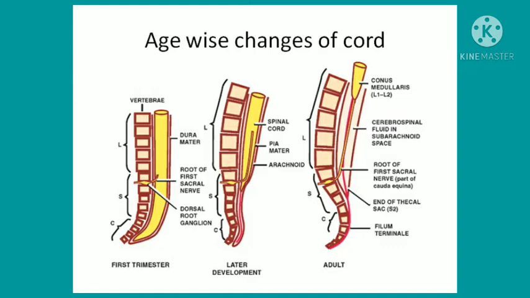Consequently, at birth, the spinal cord ends at the level of third lumbar vertebra, while in adults it terminates at the level of lower border of L1 vertebra. The knowledge of the variations in the vertebral level of lower end of the cord is important to avoid injury to the cord while performing lumbar puncture, especially in children.